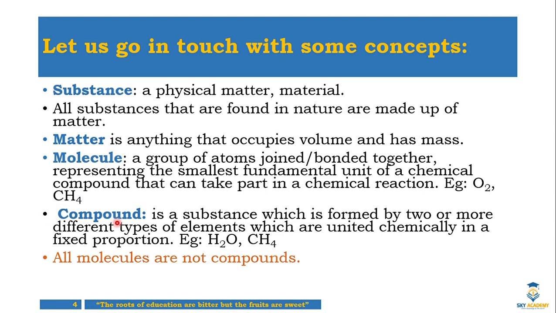Then you can look upon a compound. A compound is a substance which is formed by two or more different types of elements which are united chemically in a fixed proportion. For example, you can have a water molecule or methane also. Here we need to have different types of elements, two or more different types of elements. That's where it comes.